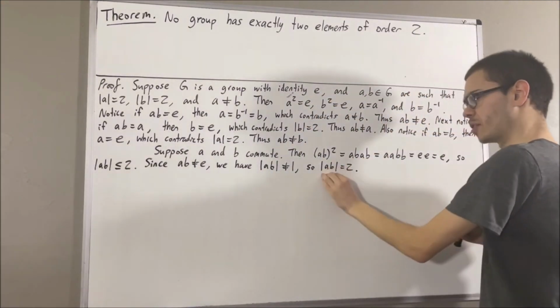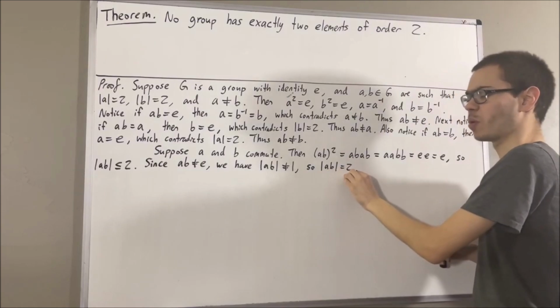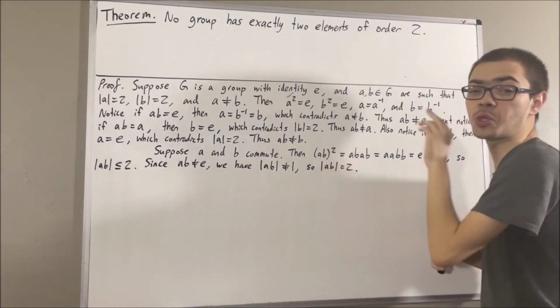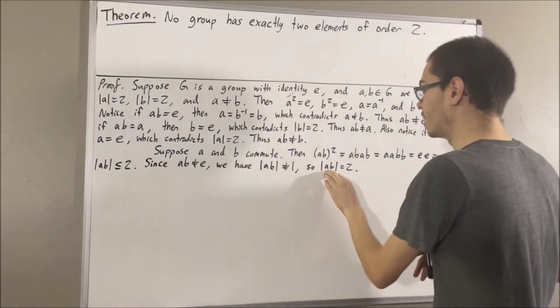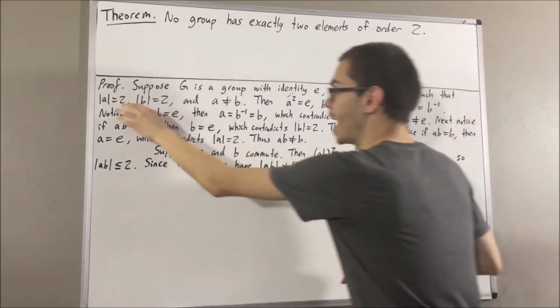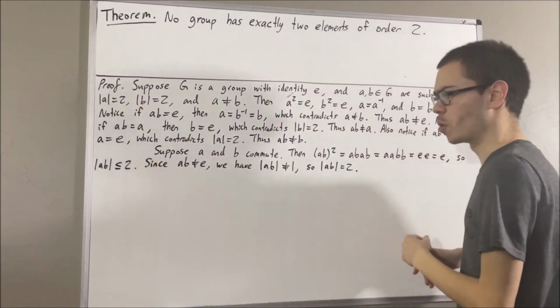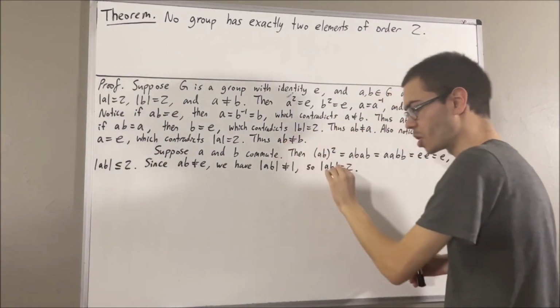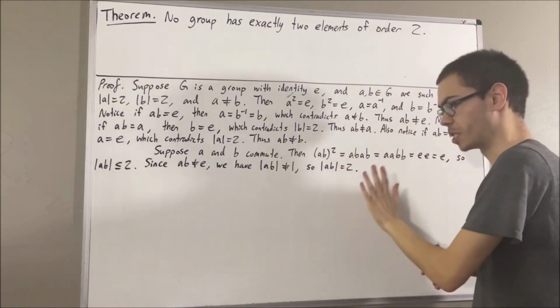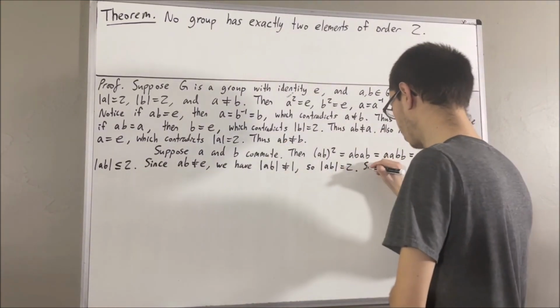So this shows that the order of AB is equal to 2, but remember, we want to show that AB is a third element of G with order 2. In other words, we want to show that AB is distinct from A and B. But wait a minute, we already know that AB is distinct from A and B, so this shows that AB is a third element of G with order 2.